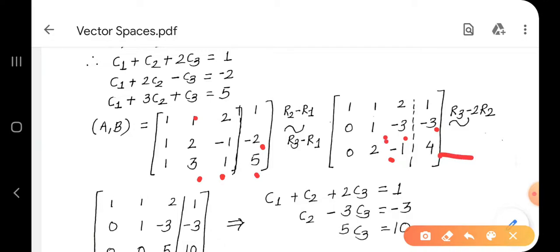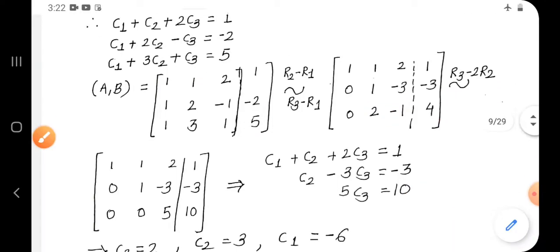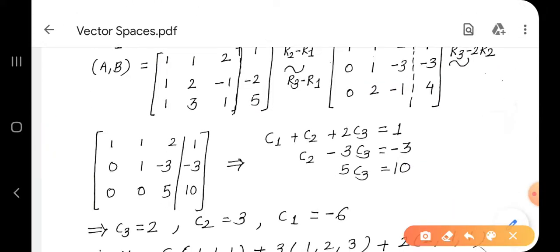Now use the last step, R3 minus 2 R2. R3 minus 2 R2 and do your calculation. So I get here 1, 1, 2. 0, 1, minus 3, 3, 0, 0, minus 1 plus 6. So it is 5. 4, again, minus plus 6. So it is 10. Understood?